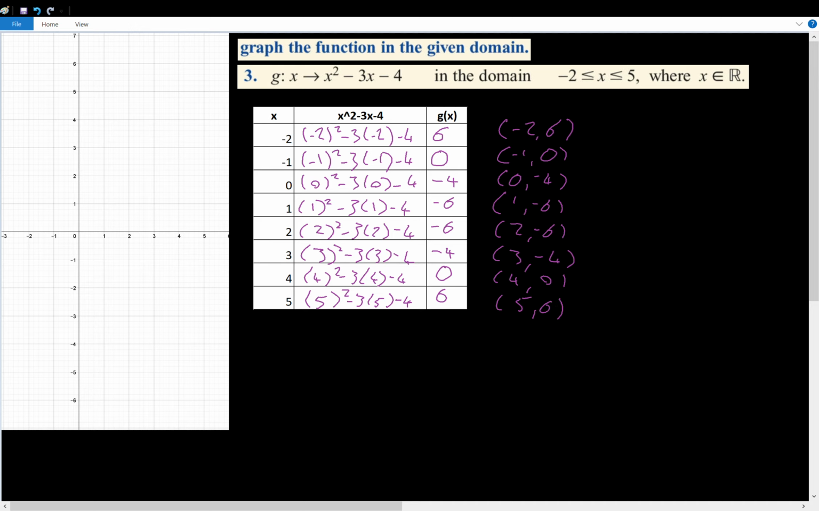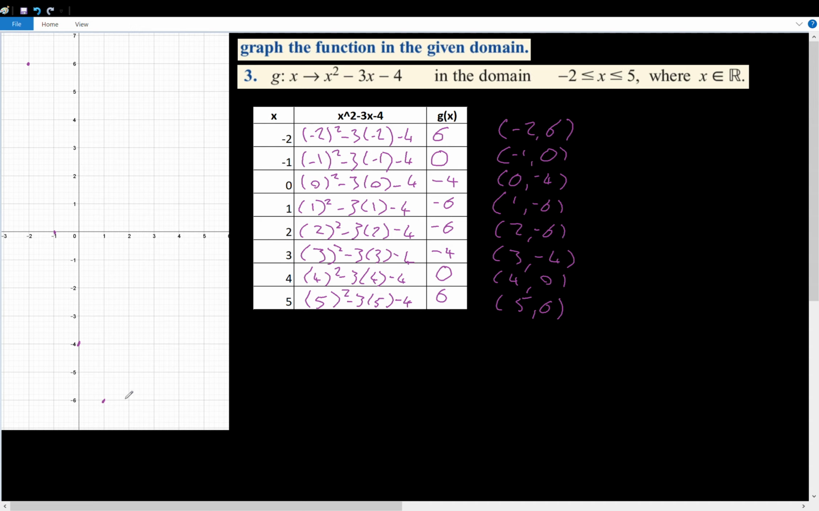And now what we have to do is, on our coordinate plane, plot each of those points. So minus 2, 6 is 2 back and 6 up, so it's just up here. Minus 1, 0 is 1 back and 0 up or down, just there. 0, minus 4 is 0 forward or back and 4 down, so it's down here.